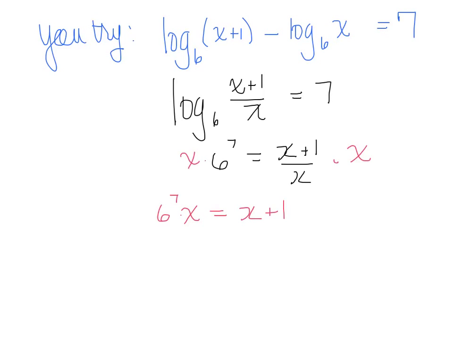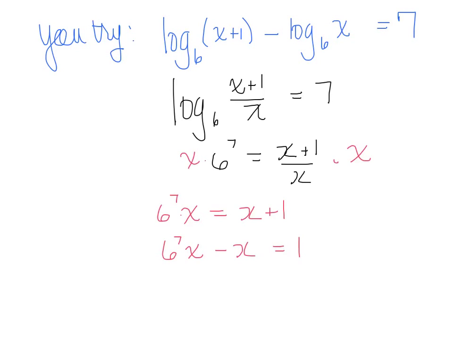Okay? Now, everything with an x goes to the left, everything that's not an x stays to the right. So 6 to the 7th x minus x is equal to 1. Now, that's just a number. If this was just a 6x minus x, you'd call it 5. But now we have this big number.